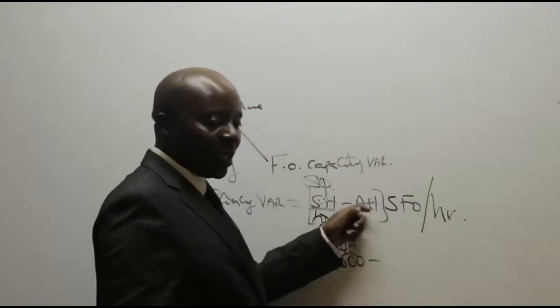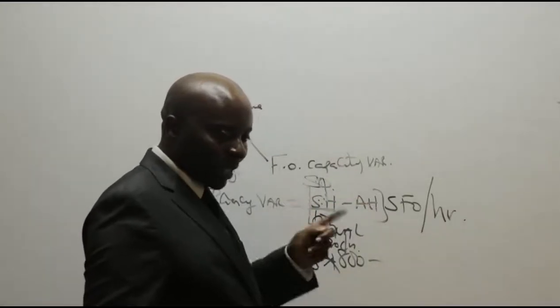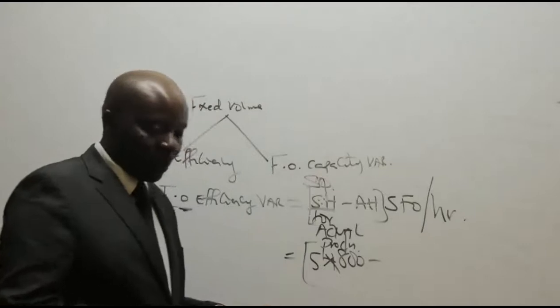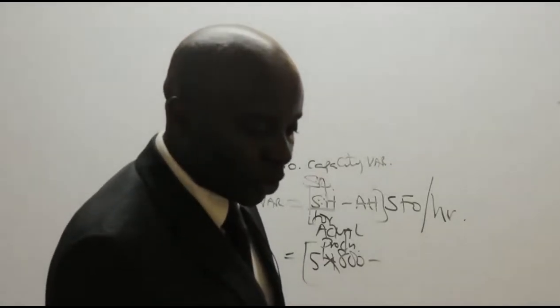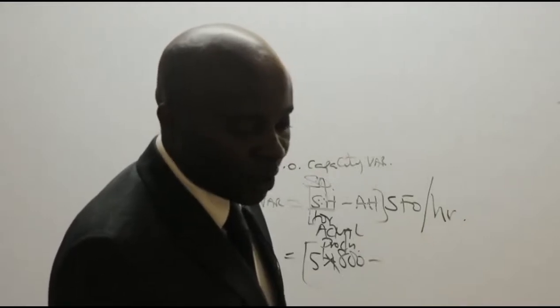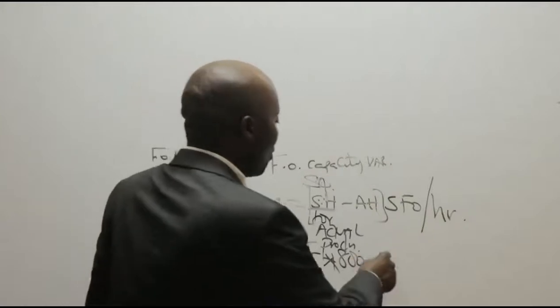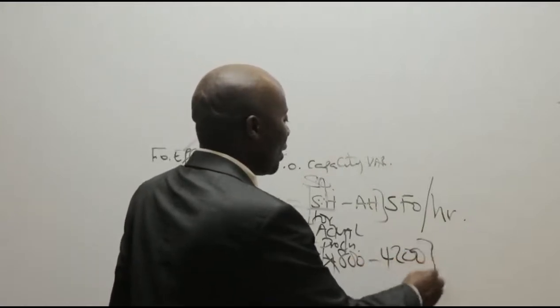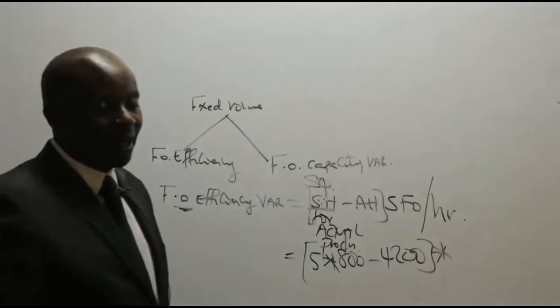Actual hours, is there anybody who is able to see the actual hours that was spent in whatever production? Actual hours, please go to the actual information in this table. 4,200. Ukuje hapo seme times standard fixed overheads per hour.